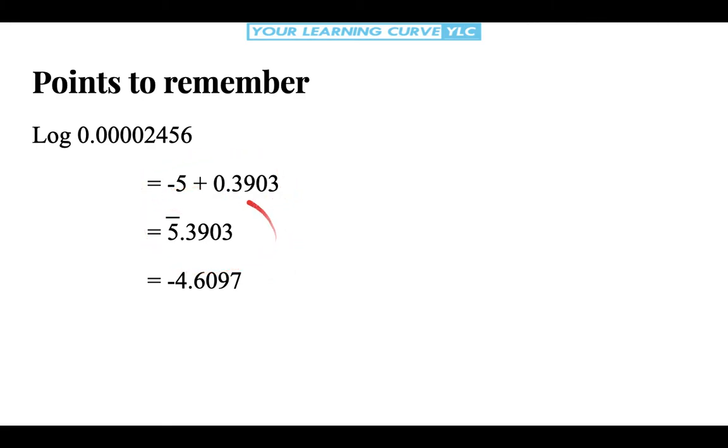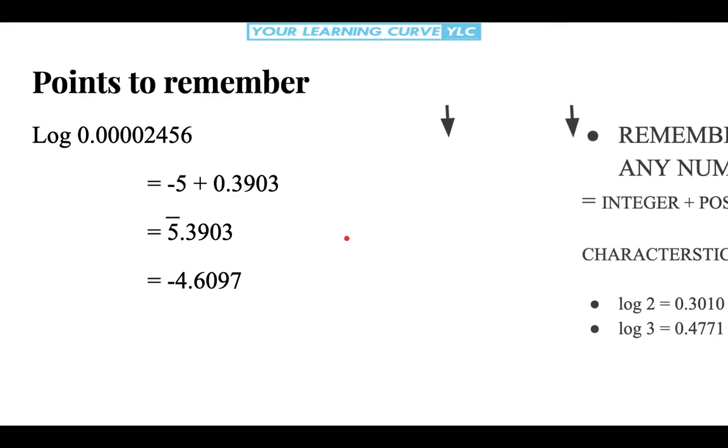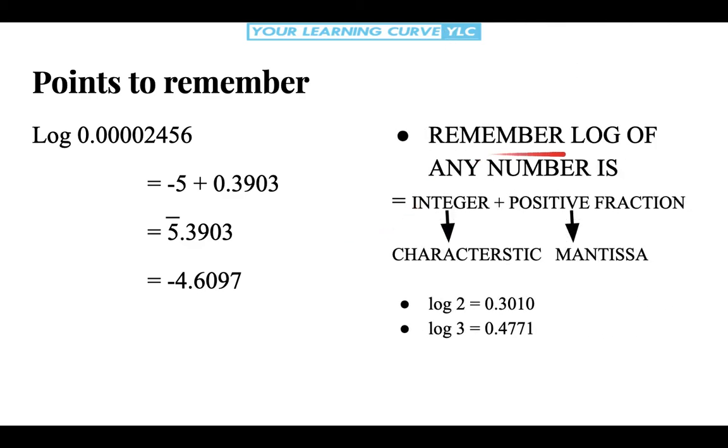Or you can use this kind of representation, that is, you draw a bar above 5, meaning that only this part of the number is negative, minus 5 is negative and the rest is all positive. Remember, log of any number is an integer plus a positive fraction. The integer is called the characteristic and the positive fraction is called the mantissa.